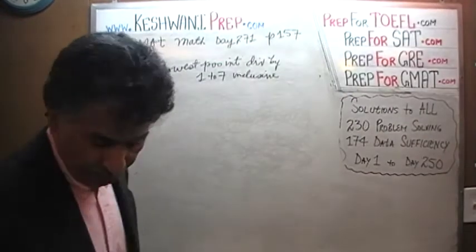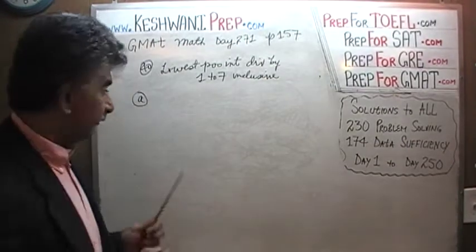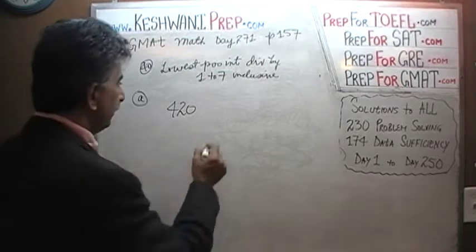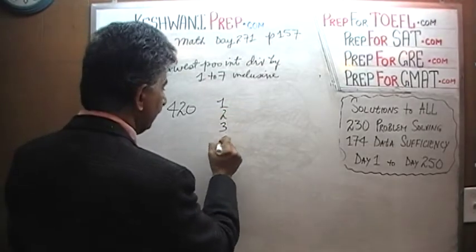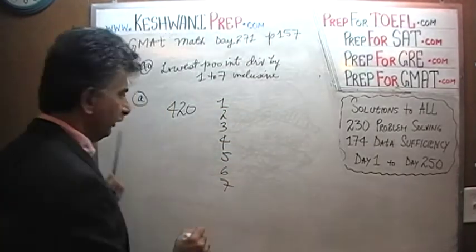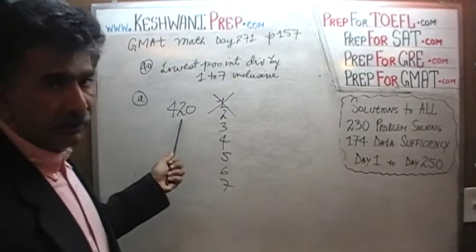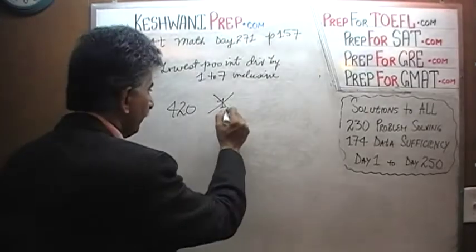The first answer choice happens to be the lowest number, so we're going to start with that. Obviously, it makes sense. 420. 420, check 1, 2, 3, 4, 5, 6, and 7. Okay, now listen. 1 is just trivial. We're not going to worry about 1. Is it divisible by 2? Obviously, it's divisible by 2 because it's an even number.